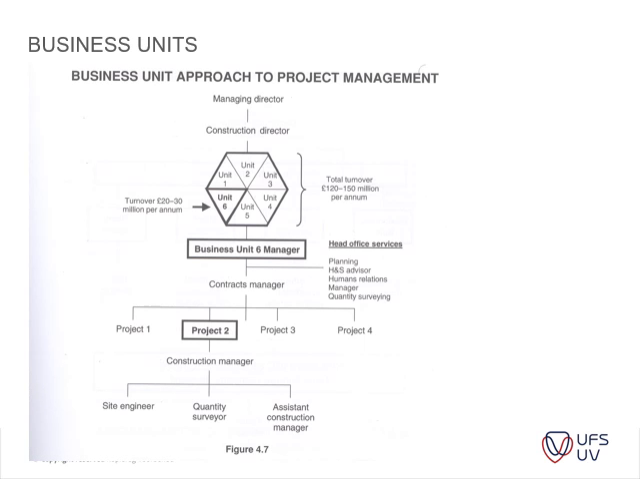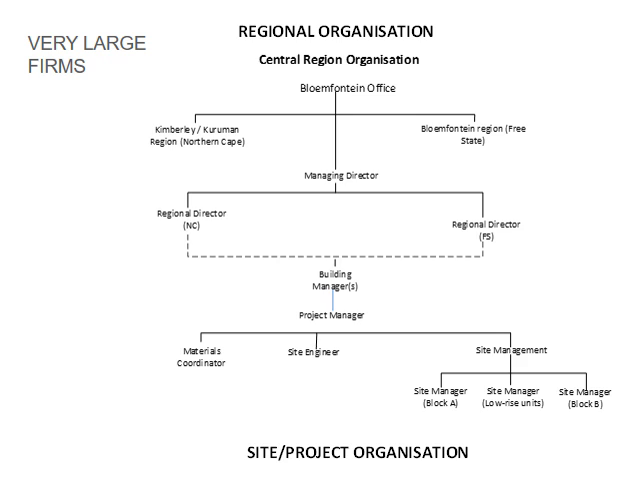Your business units usually divided in different units according to the work. Business unit manager, you have your contracts manager, and you have project 1, project 2, project 3, project 4. So the units may be anything like looking at civil work or looking at building work. One might be roads or whatever. It depends on how your units are structured. Then the very large firms may have a subdivision of that, but this is more or less an example.